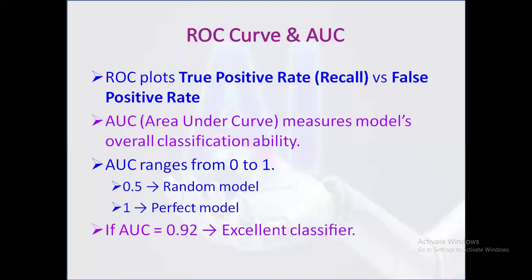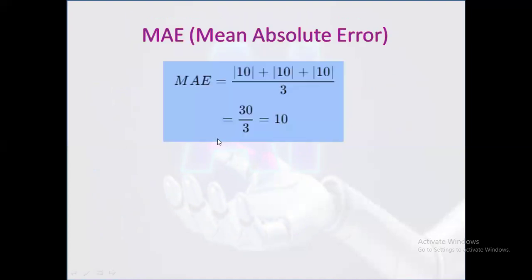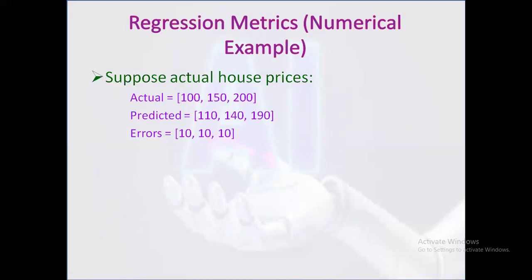Next one is the regression metrics. I have told you the regression metrics are used for continuous data. The actual values are 100, 150, 200. Predicted, we have been given as 110, 140, 190. The error is 10, 10, 10. This is the example, and from this we have to find out the metrics.